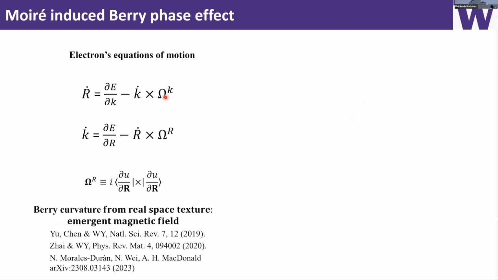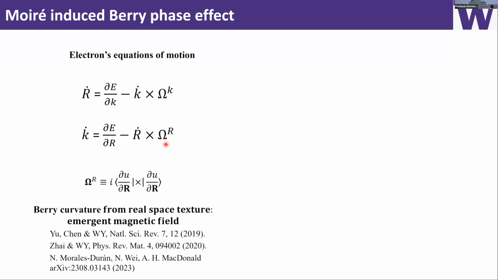So that's a pseudo magnetic field, right? That's how we, for example, give rise to this Valley Hall effect. But the second term, usually what you see is v dot B, v cross B, which is a Lorentz force, right? But actually in this case it is R dot times omega R. So R dot is just a velocity. Omega R actually is a Berry curvature in the real space.